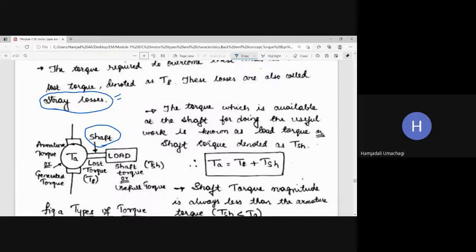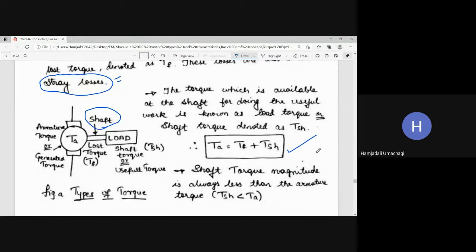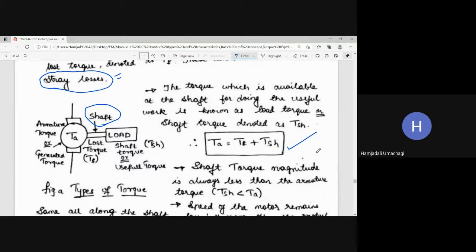shaft torque. Finally, I can say that Ta is equal to Tf plus Tsh. Ta is equal to Tf plus Tsh. Is it clear, all of you?